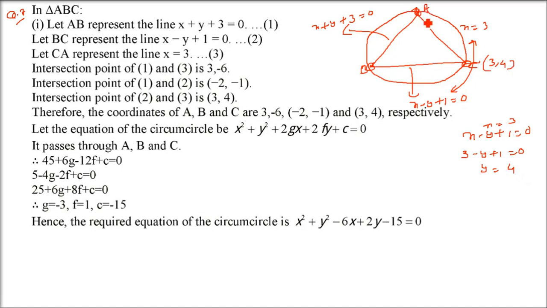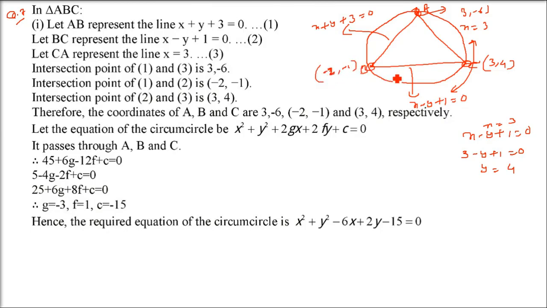I hope you'll be able to find A and B in a similar way. So one is (3, 4), and the other point will be minus 2. A point will be (3, minus 6). And B will come as (minus 2, minus 1).